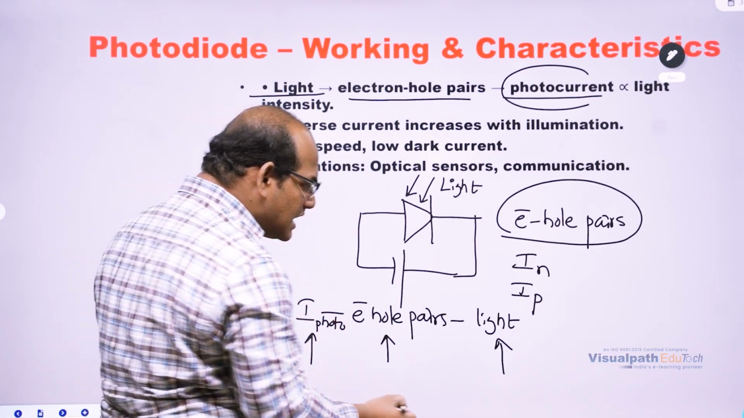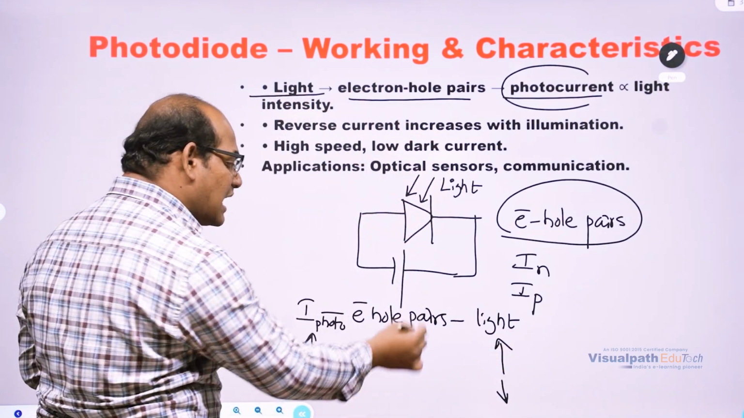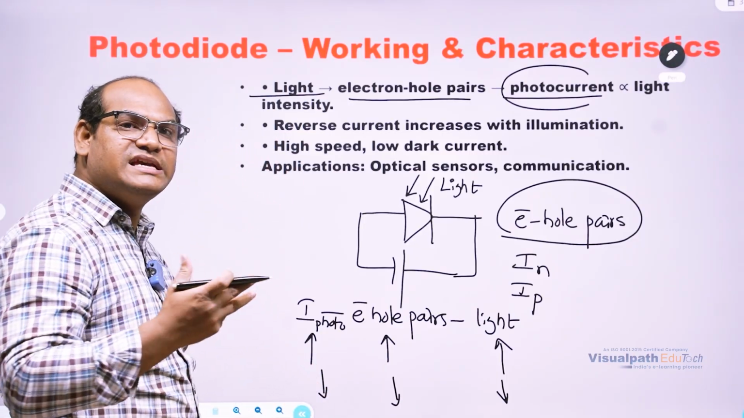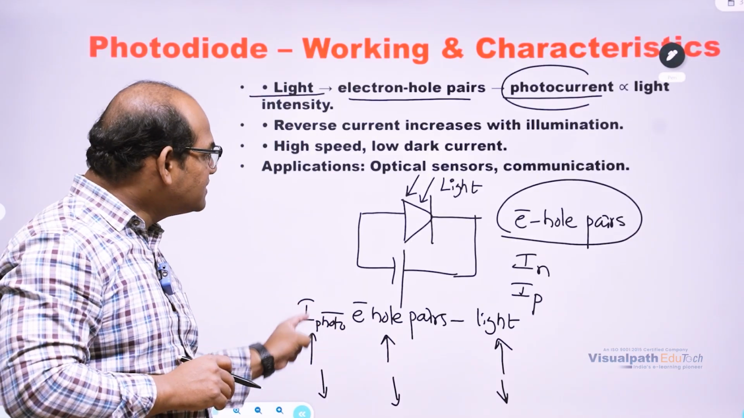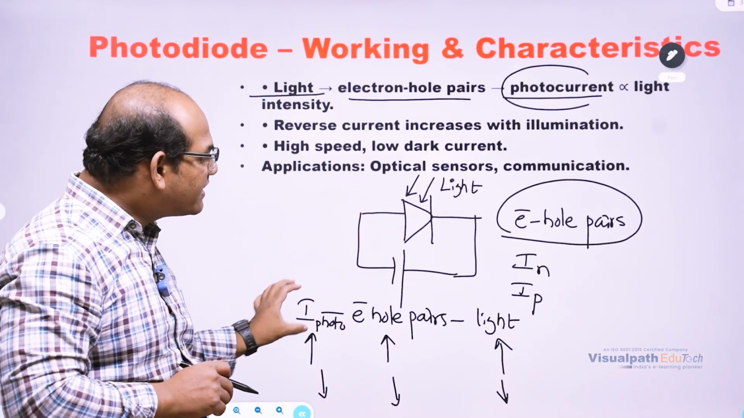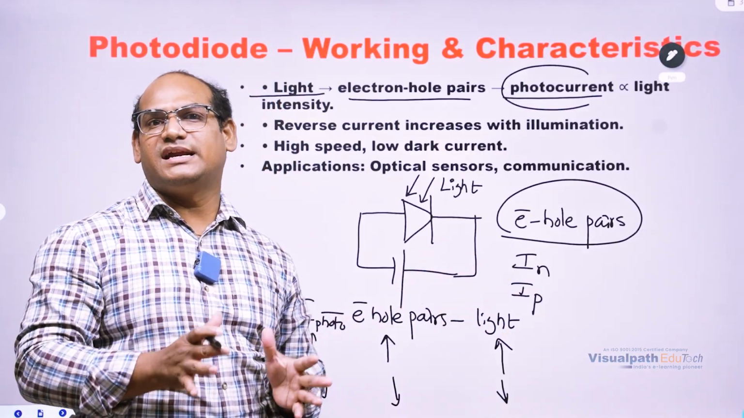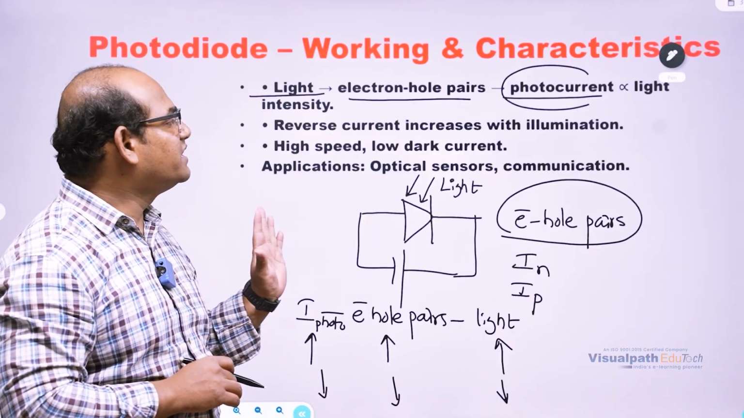If you decrease the amount of light incident on the depletion region of the photodiode, electron hole pairs will decrease, so the current also decreases. So we can easily say that the amount of photocurrent passing through the photodiode is directly proportional to the light or photons incident on the depletion region of the photodiode. This is what we need to understand.